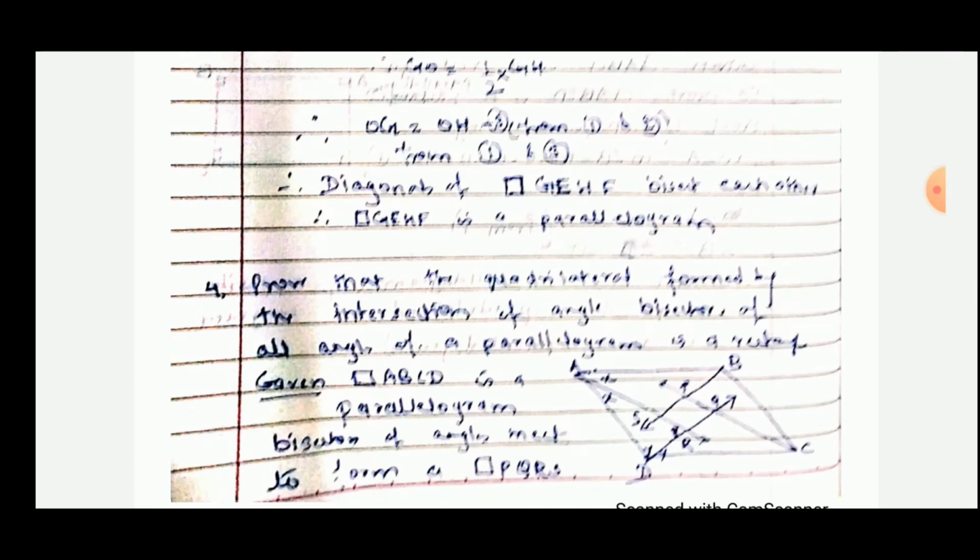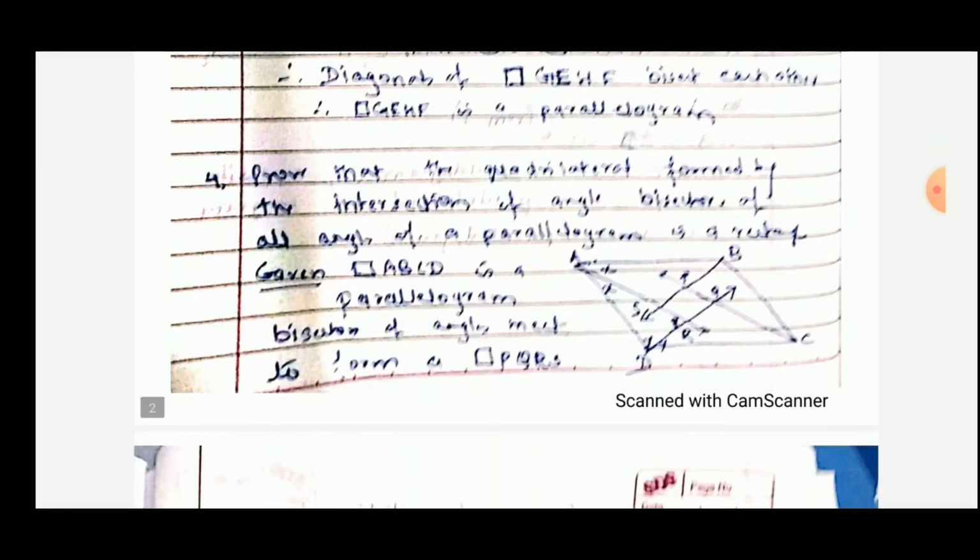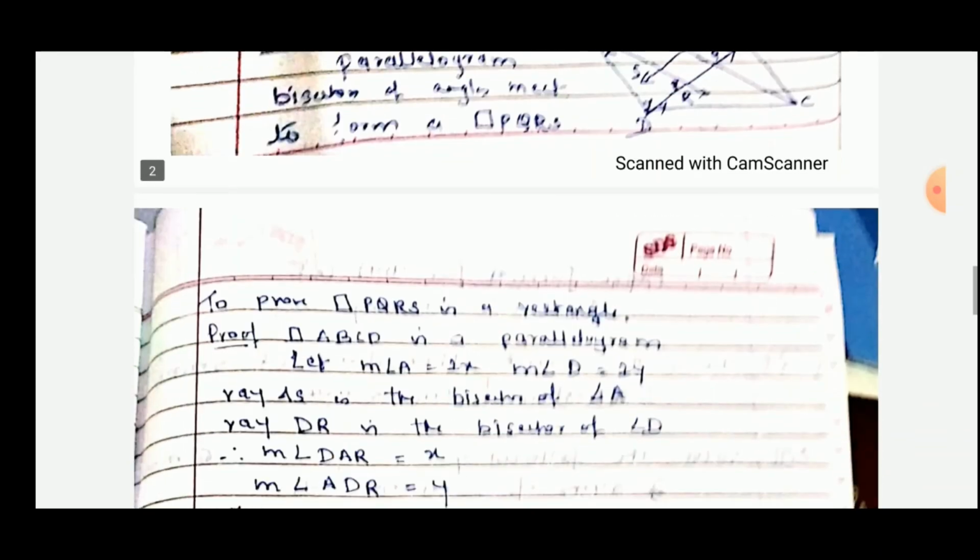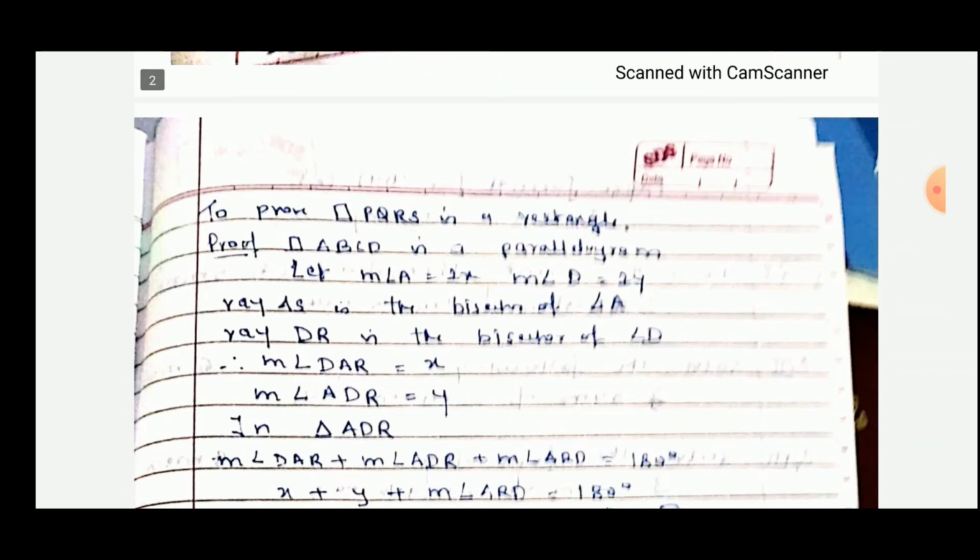Now the fourth one: prove that the quadrilateral formed by the intersection of the angle bisectors of all angles of a parallelogram is a rectangle. Now given quadrilateral ABCD is a parallelogram. Bisectors of the angles meet to form a quadrilateral PQRS. Now you have to prove quadrilateral PQRS is a rectangle.